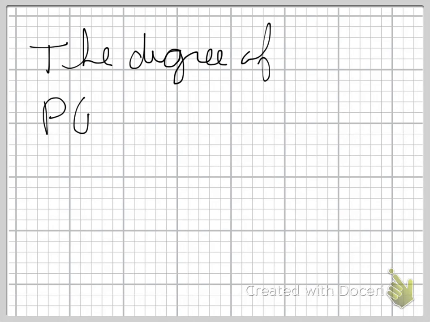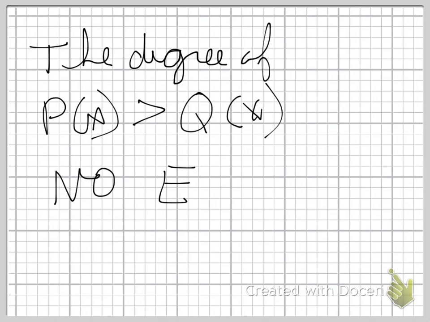Now for the last rule, the degree of P of x is greater than the degree of Q of x. When that happens, for right now we're going to say there is no end behavior asymptote.